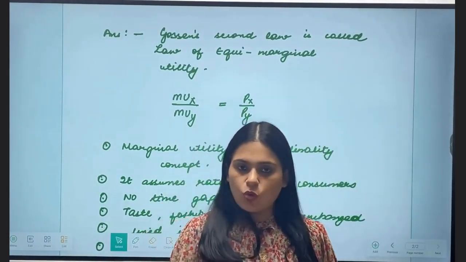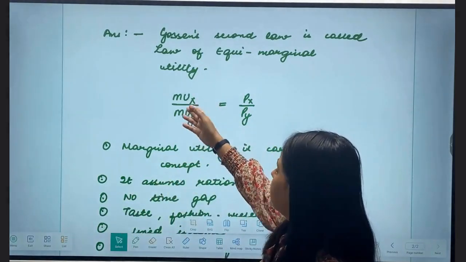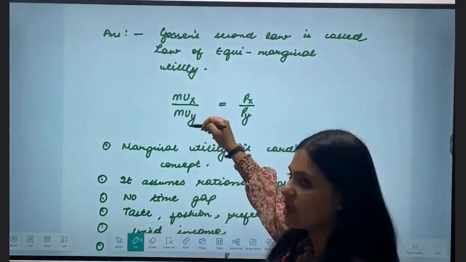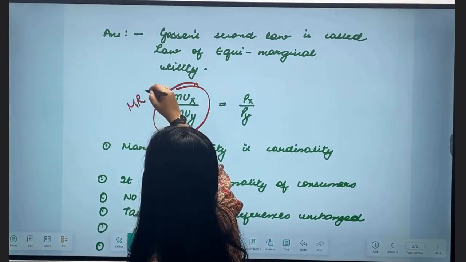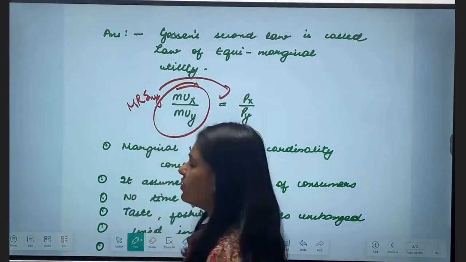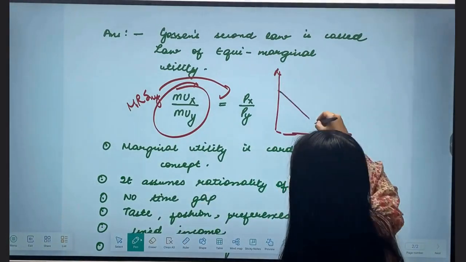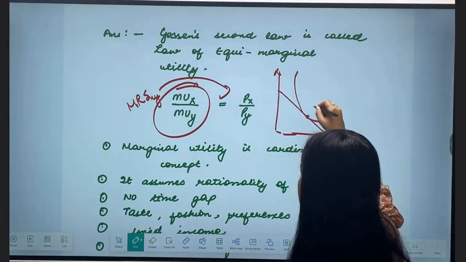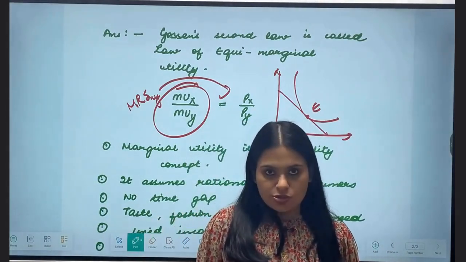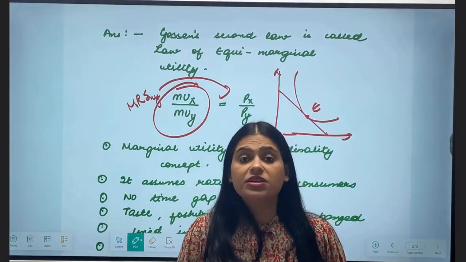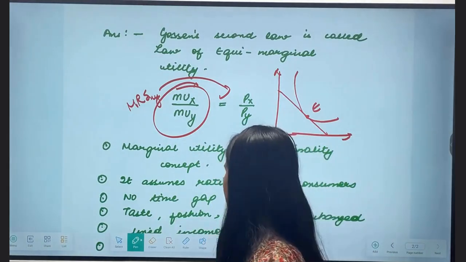If we think about this a little more, this is very simple. MUX by MUY is nothing but your MRS. And we are equating MRS to PX by PY. So beta, this is nothing but your tangency condition. So I have this as budget line and this as my IC and this is my equilibrium. So the equilibrium condition is where we see the tangency between indifference curve and the budget line.